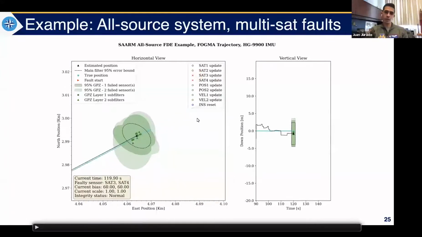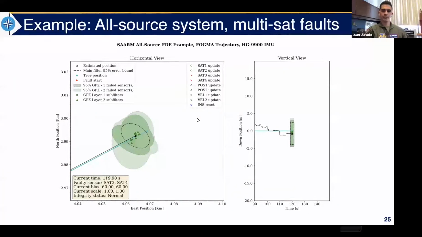And here, another thing to note is that out of the 4 satellites, 2 failed, and we were able to do that detection and exclusion using the all-source sensors, using information from the position and velocity sensors, as well as the other 2 satellites. Again, without changing the math, without changing the chi-square test, or without changing our definition of what integrity means for the user. So that's what's going on in terms of performance.